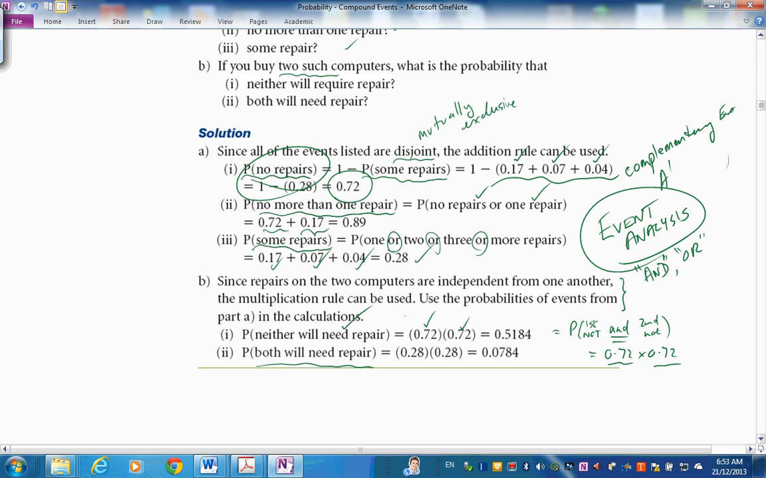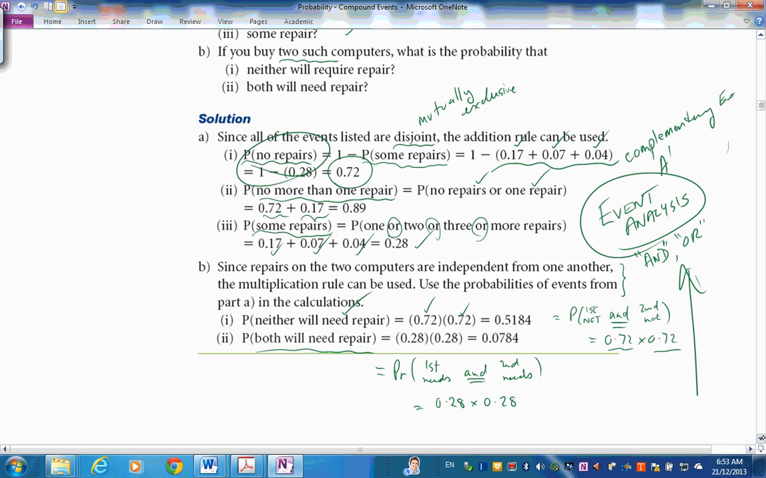Both will need repair. Well, need repair. So this is really probability of first needs repair and second needs repair. So it's the probability of not needing repair is 0.72, probability of needing repair 0.28. They must add up to 1, of course, because it either needs repair or it doesn't. Okay, so getting the idea, keywords up here, please note the "and" and "or" ideas. Alright, let's keep going and see how you feel about some of these others now.